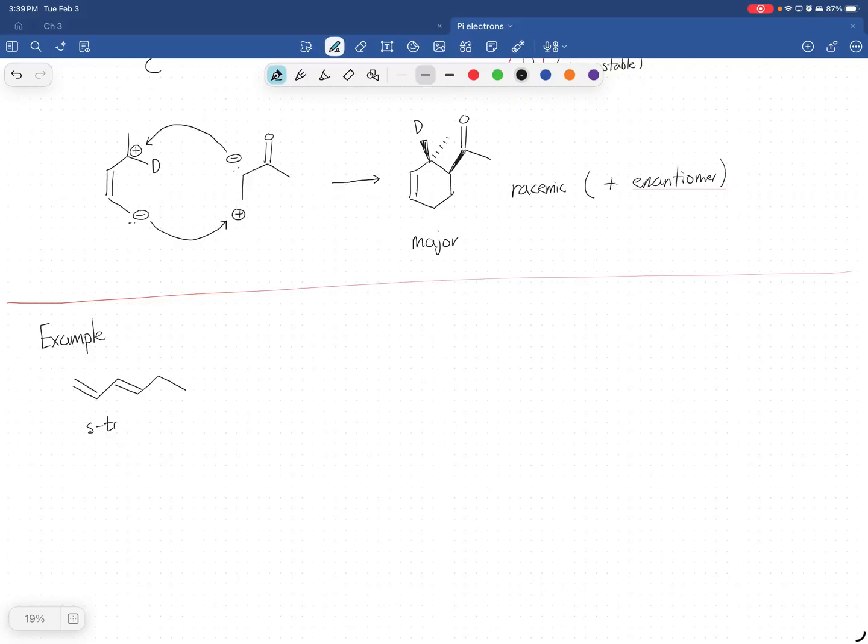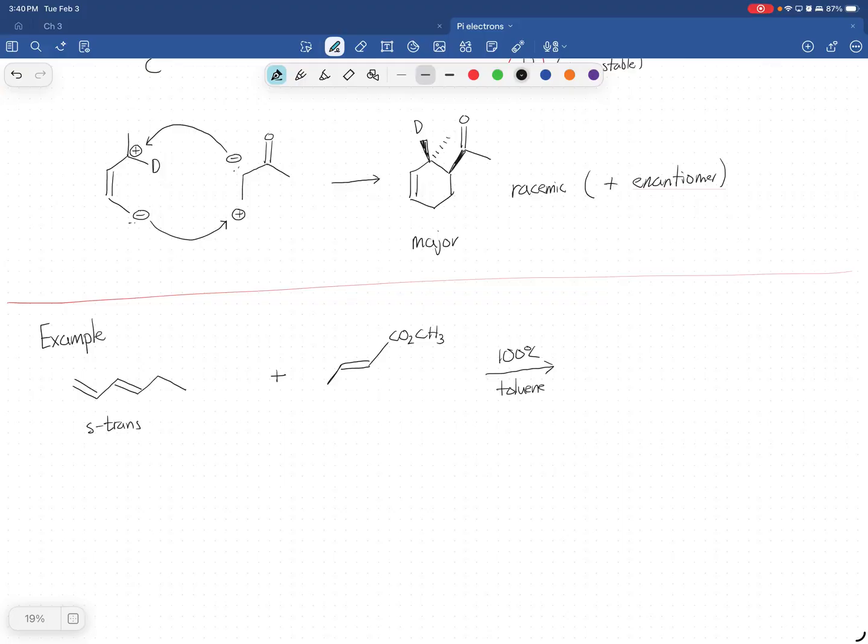All right. So this is S-trans conformation here. Okay. So we have our diene. It's not in the right conformation yet. And our alkene here. So our diene and our dienophile. Okay, so if you heat this up 100 degrees Celsius in toluene.